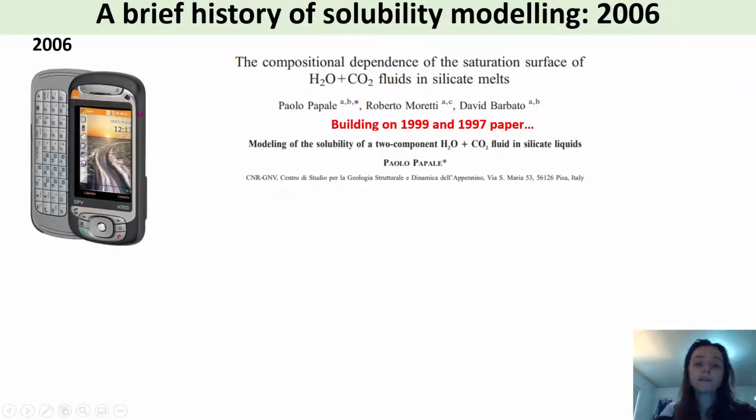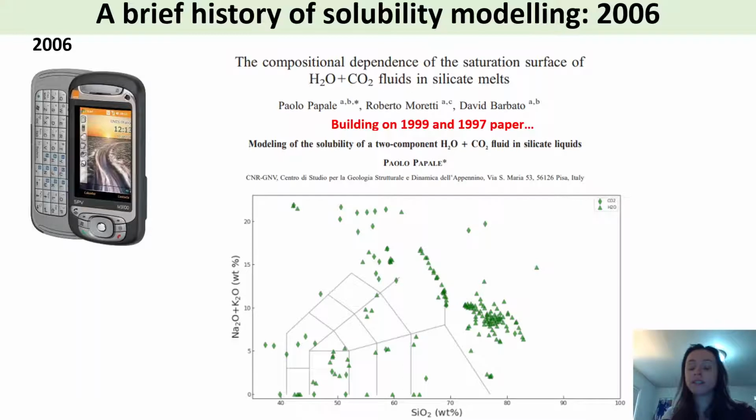2006 comes along, we now have keypads on phones. And this represents kind of the first really big thermodynamic model that we have that was calibrated on a wide range of melt compositions. So you can see the TAS diagram here uses the calibration data set of this model. And this builds on previous papers by Papale in 1999 and 1997.